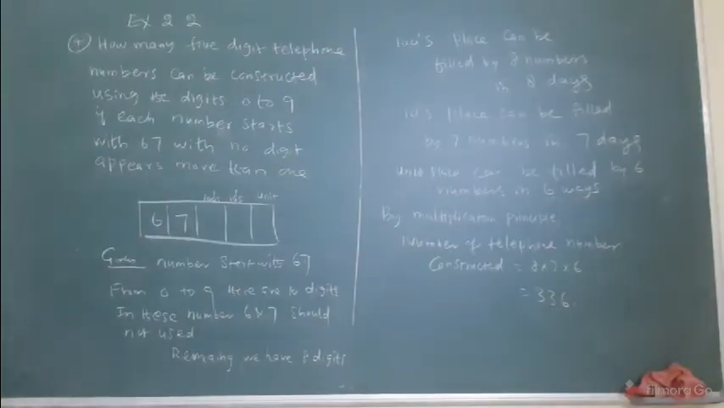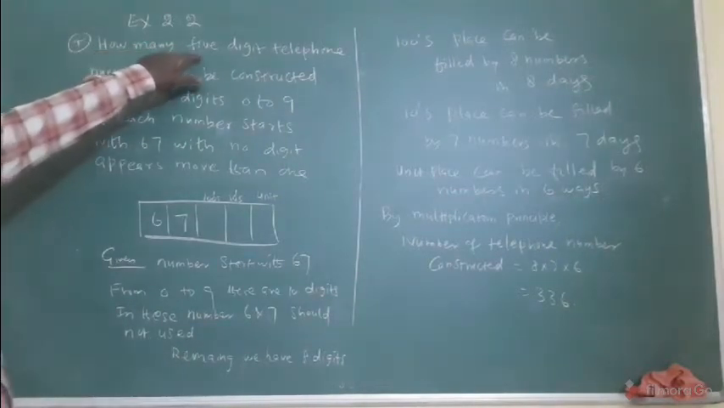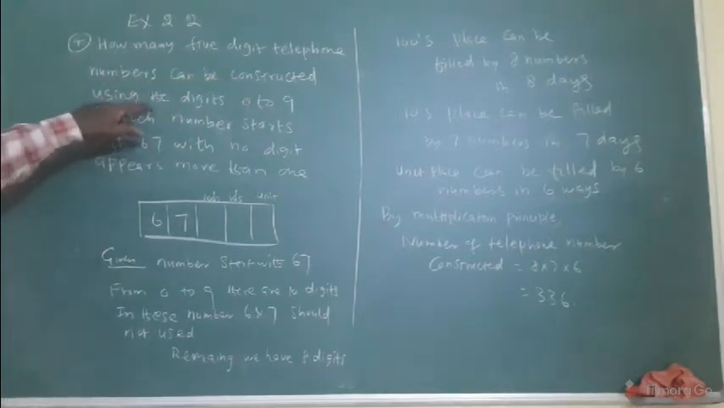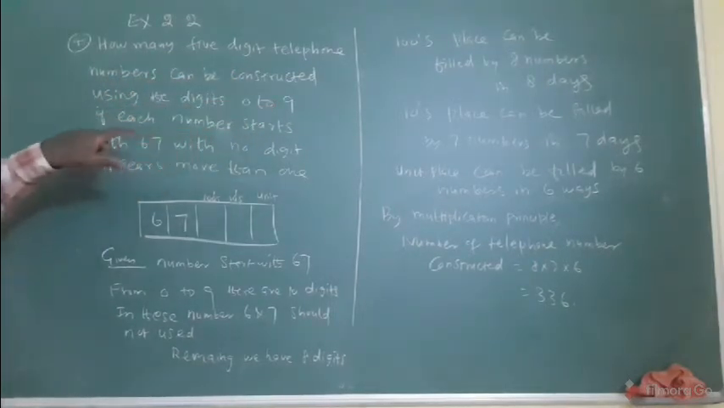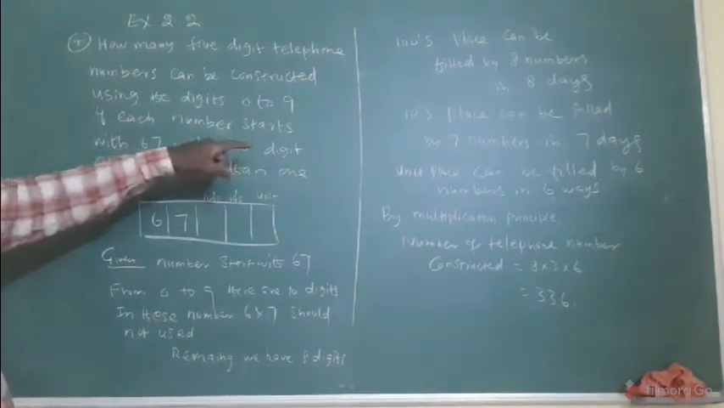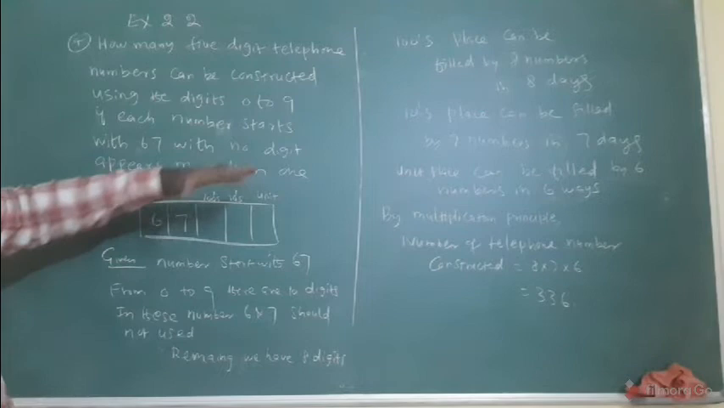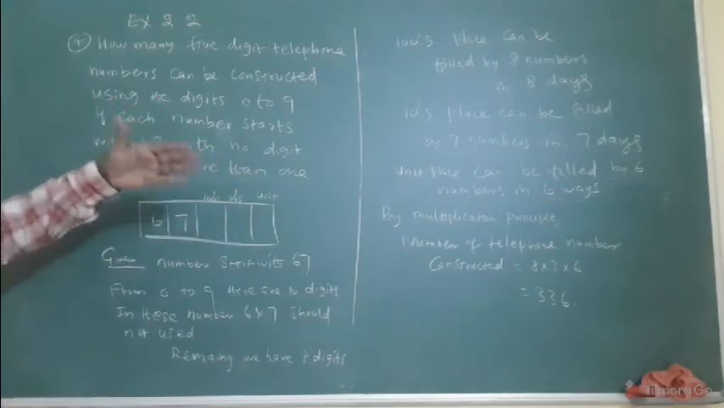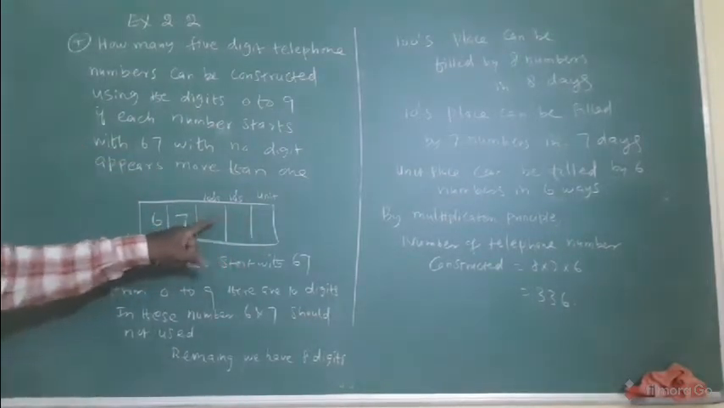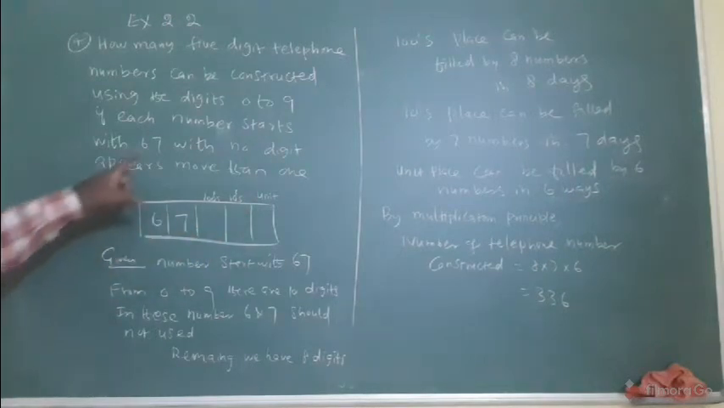Now, exercise 2.2, fourth question. How many 5-digit telephone numbers can be constructed using the digits 0 to 9 if each number starts with 67 with no digits appearing more than once? That means what? Digits are not repeated. The repetition is not allowed. That is the meaning. Now, the answer is a 5-digit number: 1, 2, 3, 4, 5. A 5-digit number starting with 67.